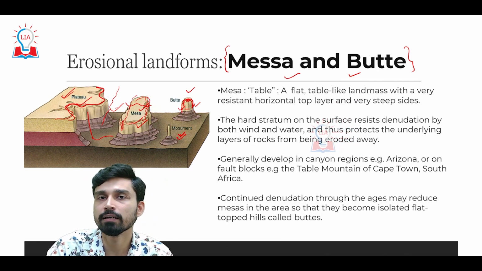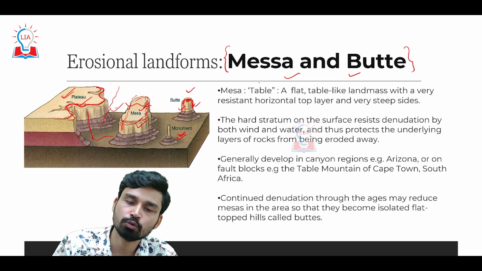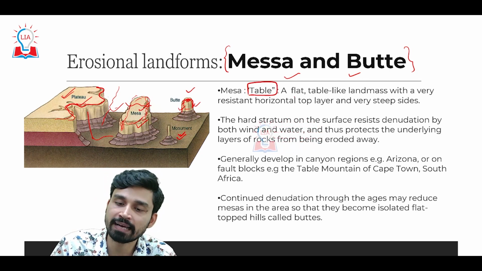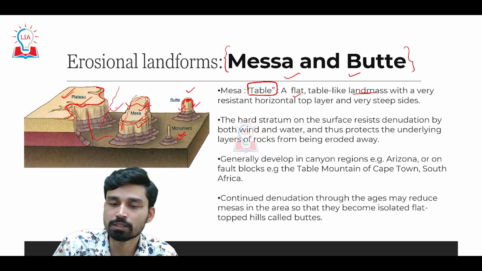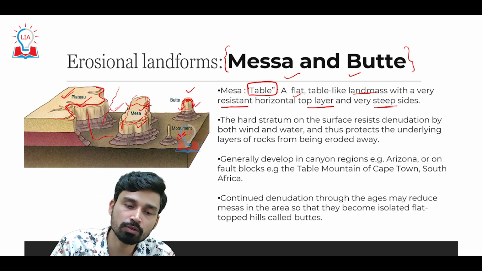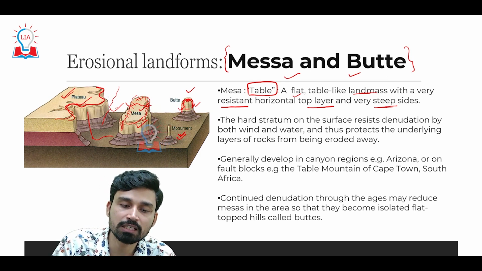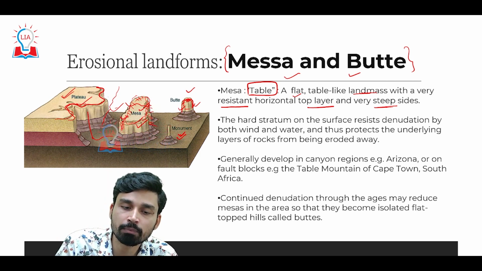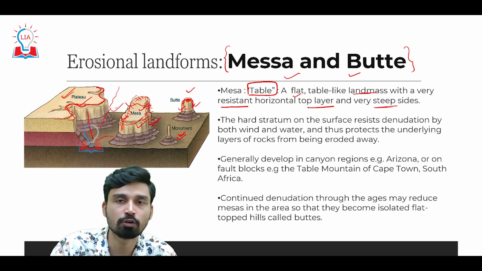Let us try to understand what the terms mesa and butte mean. Mesa is a Latin term which means table. Thus, a mesa can be defined as a flat table-like landmass with a very resistant horizontal top layer and very steep sides. This is very important because the upper part of the mesa is made up of resistant rock, and that is why it erodes at a slower rate, while the lower part of the mesa is eroded at a much faster rate because it is made up of softer rocks.